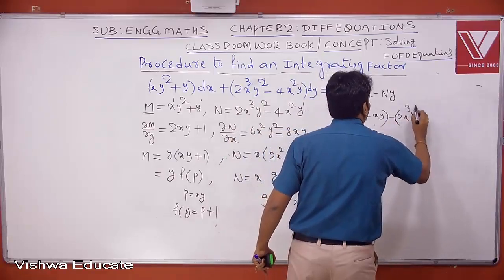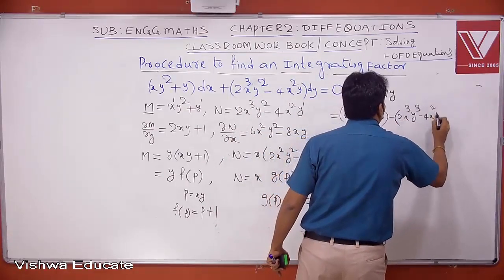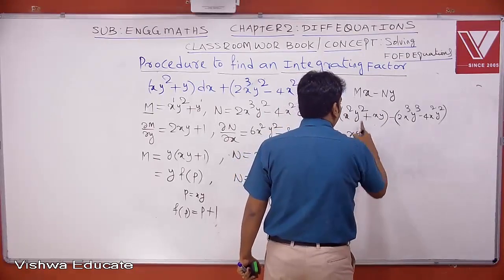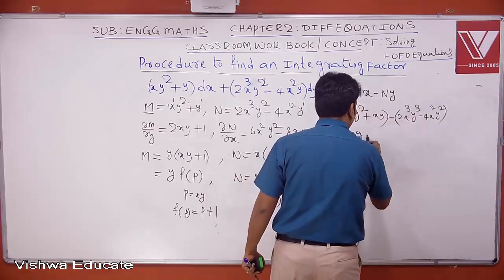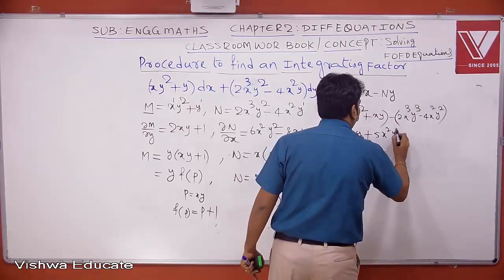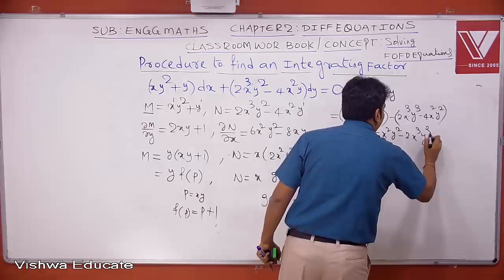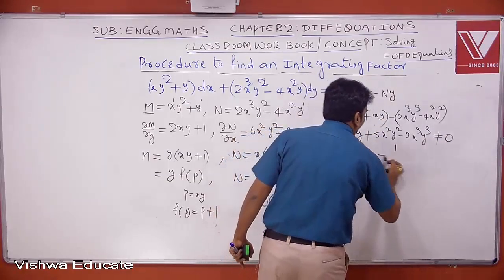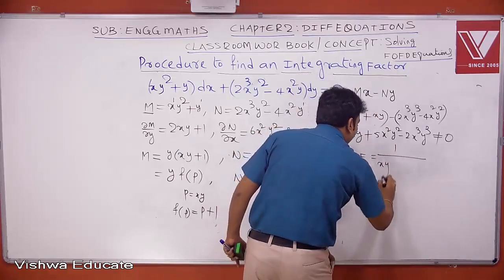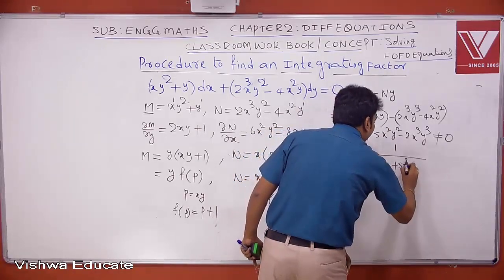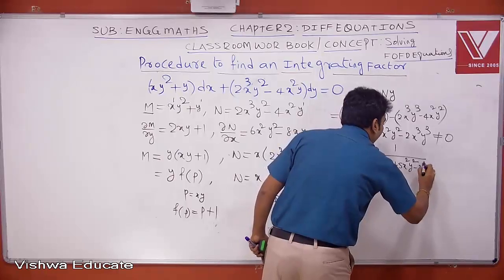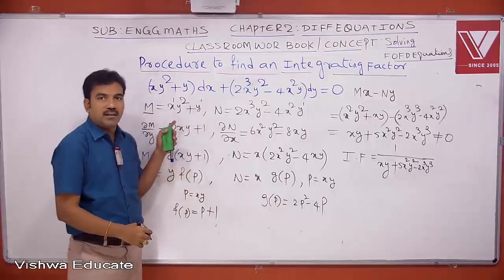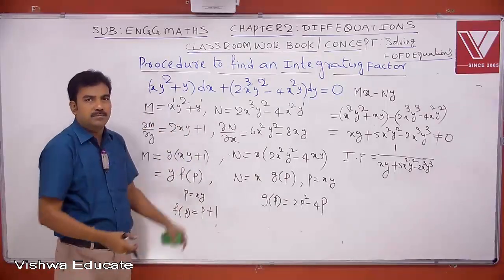So this is 2x cube y cube minus 4x square y square. Therefore this quantity is xy, x square y square plus this. So this is xy plus 5x square y square minus 2x cube y cube. Anyhow, this is a non-zero function. So my integrating factor is 1 divided by mx minus ny. This is 1 by xy plus 5x square y square minus 2x cube y cube. So hope you understand this. Work out this example.